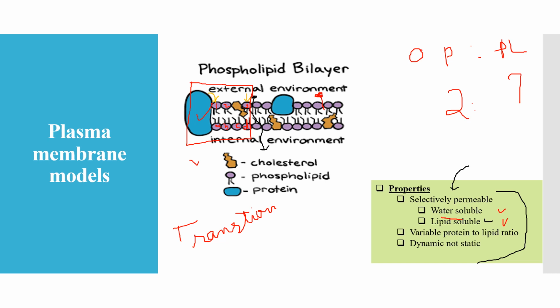So if this molecule has left its position, and now lipid molecule A is here, and molecule 3 has also left its position and is here, then nothing is present here, nothing is present here. So at that time, 1, 2, 3, 4, 5 means 5 phospholipids are present and 2 protein molecules are present. So now you can see the variability in the protein to lipid ratio.